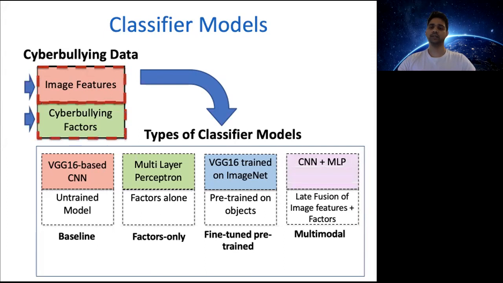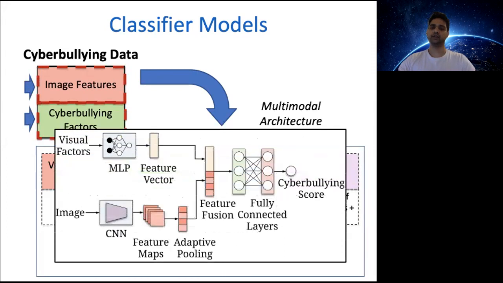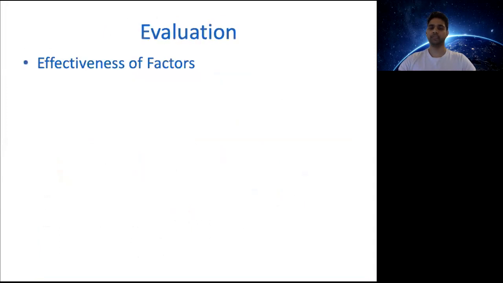The fourth model is a multimodal model that combines the low-level image features with the usual factors of cyberbullying. The architecture of this model is depicted in this slide. We use the VGG16 pre-trained model for image features and use a multi-layer perceptron model for the factors-related features, and combine the feature vectors from both these models using late fusion.